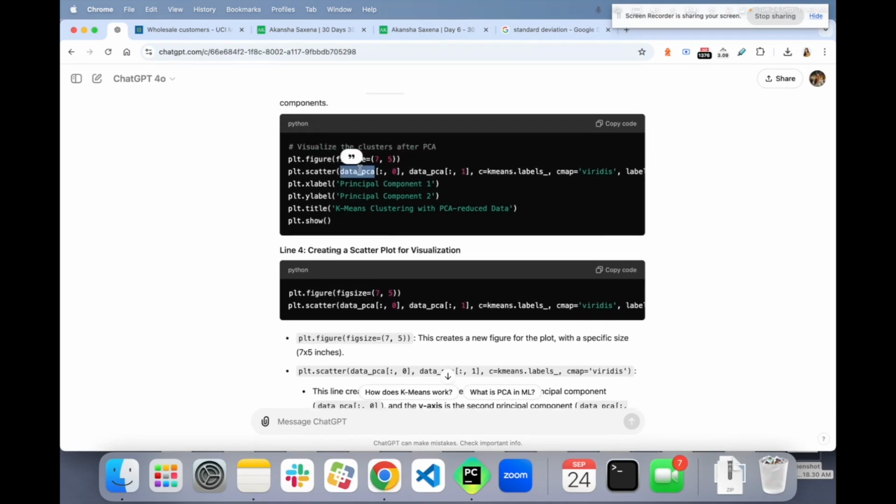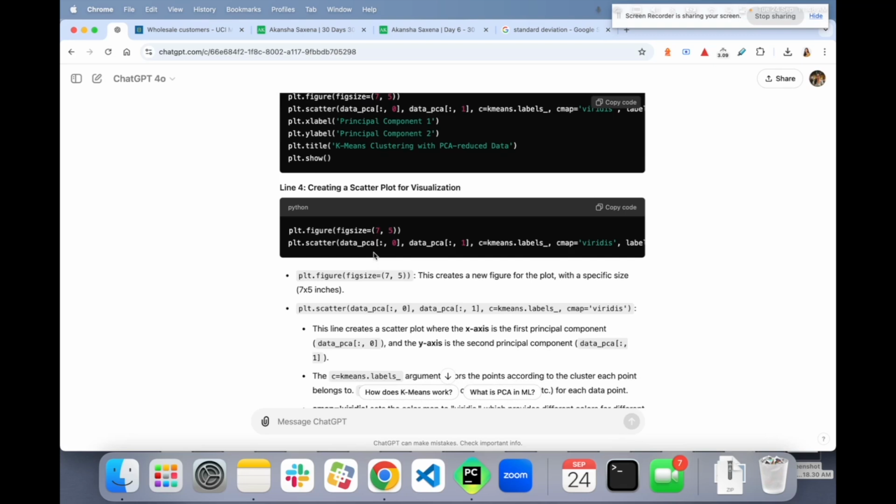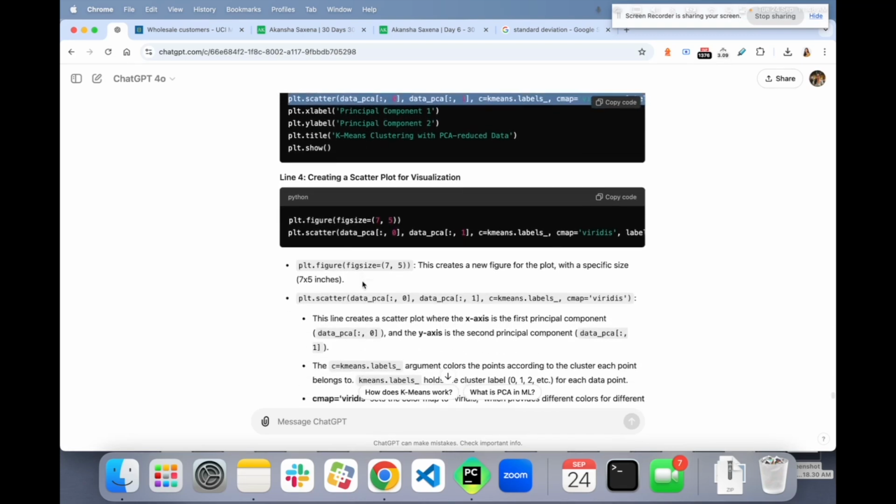So let's understand this line. Here it simply is saying it is used to describe the size of the window, or the graph, that we are going to plot. Then with this line we are saying that we want a scatter graph. This line creates a scatter plot where the x-axis is the first principal component and the y-axis is the second principal component. So the first component is going to be the x-axis, the second component is going to be the y-axis, because we are going ahead with two dimensions. That is why we are plotting the first dimension on the x-axis and the second dimension on the y-axis.